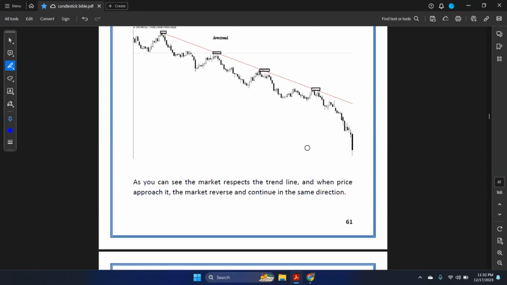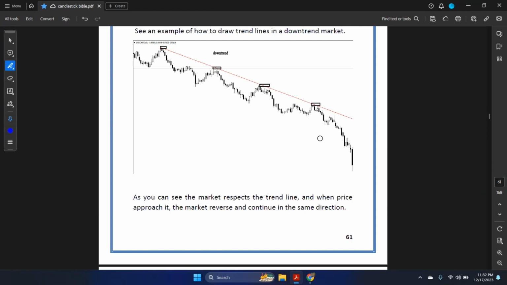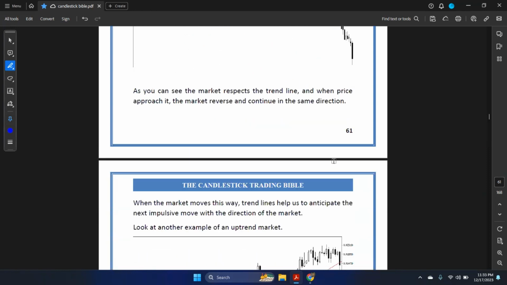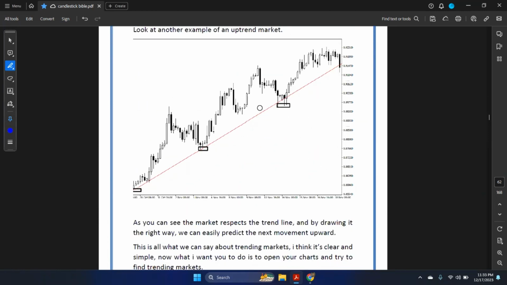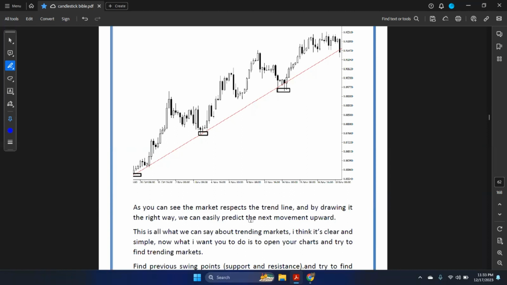Okay. It says, as you can see, the market respects the trend line, and when price approaches it, the market reverses and continues in the same direction. Right? When the market moves this way, trend lines help us to anticipate the next impulsive move with the direction of the market. Look at another example in an uptrend market. Okay. As you can see, the market respects the trend line, and by drawing it the right way, we can easily predict the next movement upward.